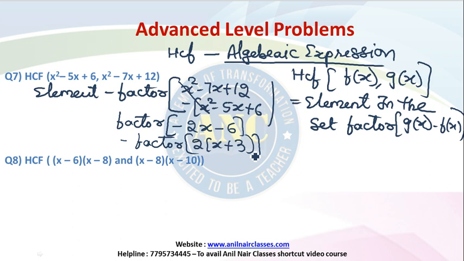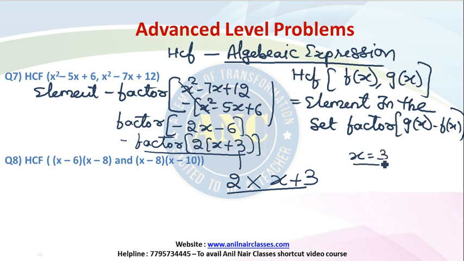Are you all with me, sir? Minus factor of 2 into x plus 3. That means the first factor is 2, the next factor is x plus 3. Suppose I take x value 3, check whether both are divisible by 2. 3 square minus 5 into 3 plus 6: 9 plus 6, 15 minus 15... so it is not x plus 3.